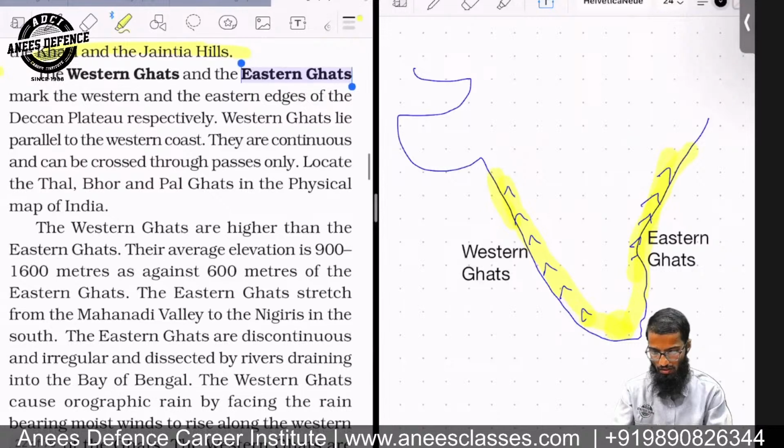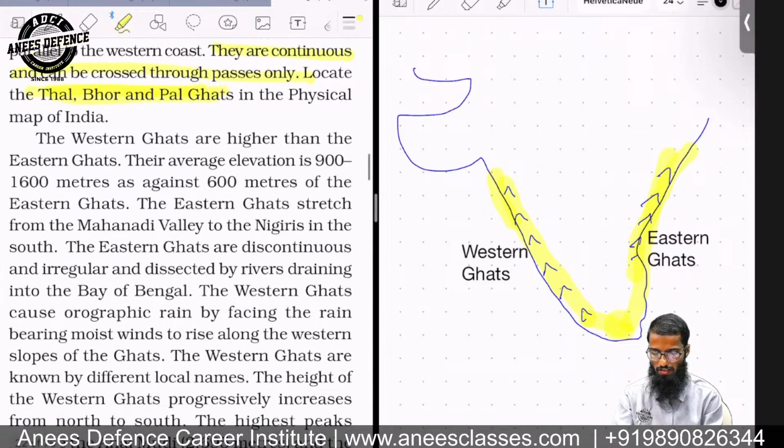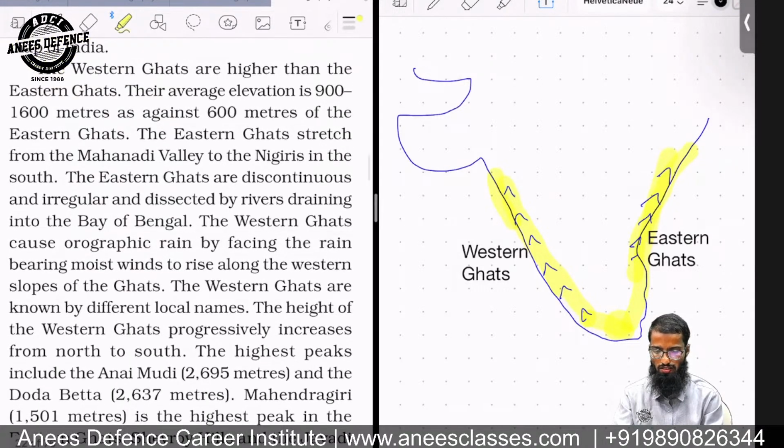Now, the Western Ghats lie parallel to the Western Coast. These are continuous, so every line is important actually. They are continuous and crossed through passes only. So you have Thal Ghat, Bor Ghat, and Pal Ghat. Western Ghats are higher than Eastern Ghats.